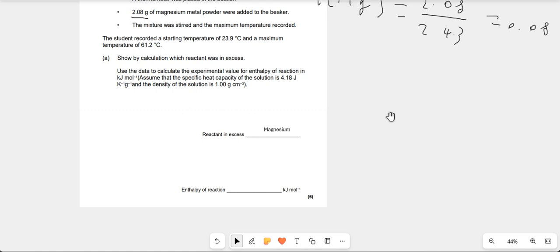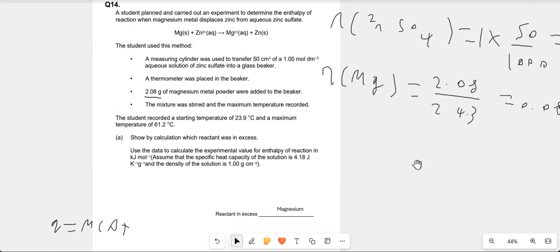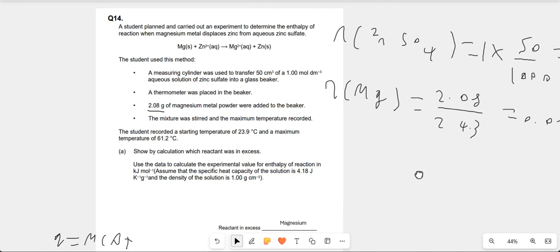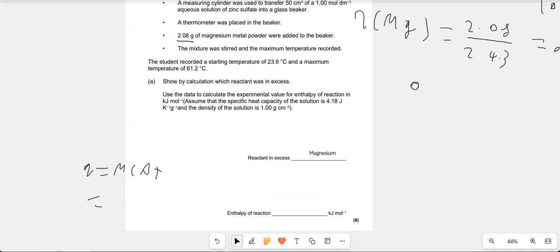So what I can say now is I need to just use Q equals mc delta T, because I'm trying to find enthalpy. So I need to find Q first. It's just standard now, man. Q equals mc delta T, which is basically going to be m, which is 50 plus 50, the solution, that's what we're heating up.